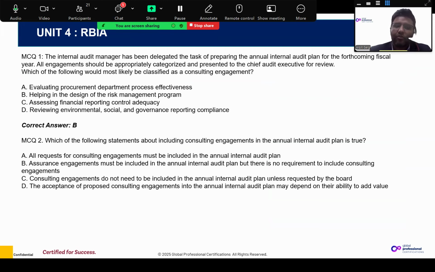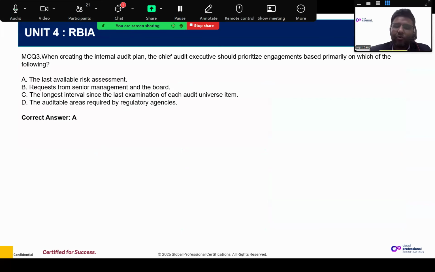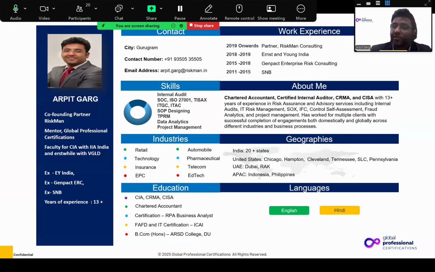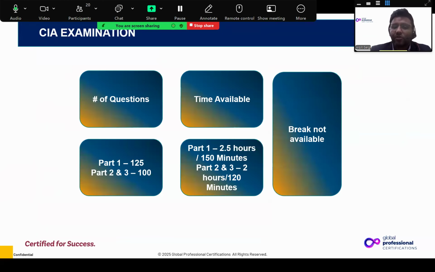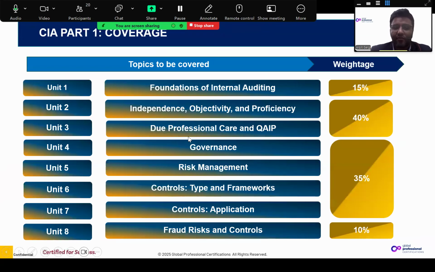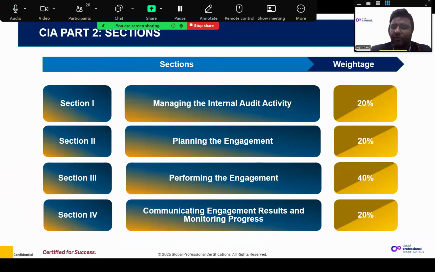My suggestion to all of you is, as we move forward, people who have not appeared for Part 1 yet and are planning to, and I'm sure a lot of you are probably appearing in the coming week, please focus on your Part 1 and clear it. People who have already cleared it, start revising your Part 2, because we have completed unit 4 now. So in a way, we have completed our first section, which is 20% of the syllabus, managing the internal audit activity. The next units, from section 2 onwards, cover planning the engagement and performing it.